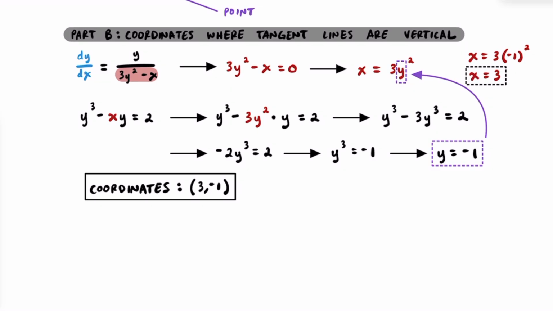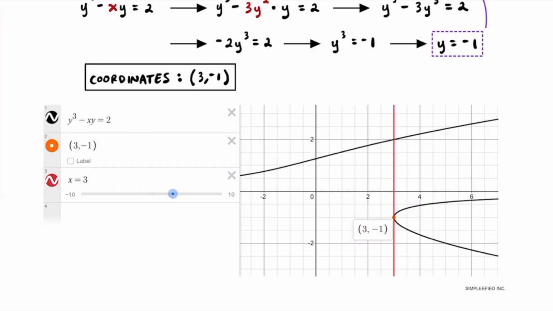And if you want to see this real quick on a graph, you can see the black curve is going to be the original equation. This point of 3, -1 is going to be that point of tangency, which we just figured out. And then that vertical line of x equals 3 is that vertical tangent line that is going to hit the curve at 3, -1.